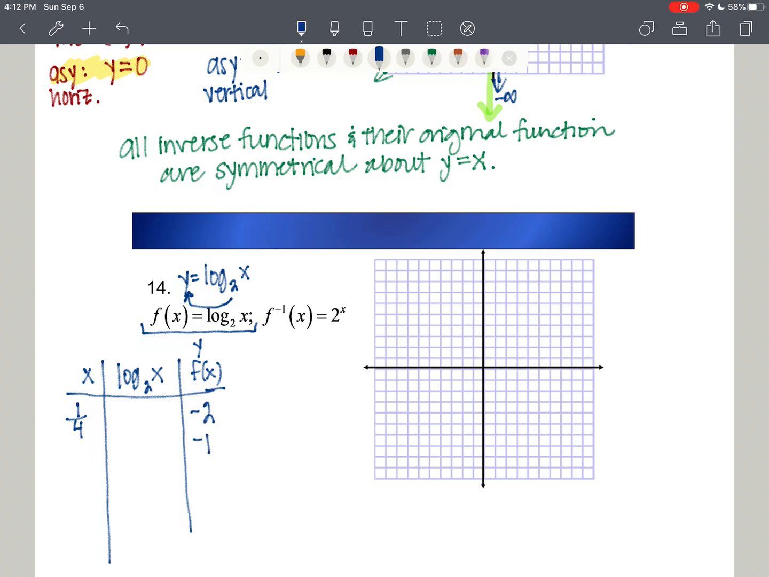If I put a negative 1 in for y, 2 to the negative 1 power is 1/2. If I put a 0 in for y, 2 to the 0 power is 1. If I put a 1 in for y, 2 to the first power is 2. And if I put a 2 in, 2 to the second power is 4. And if I put a 3 in, 2 to the third power is 8.